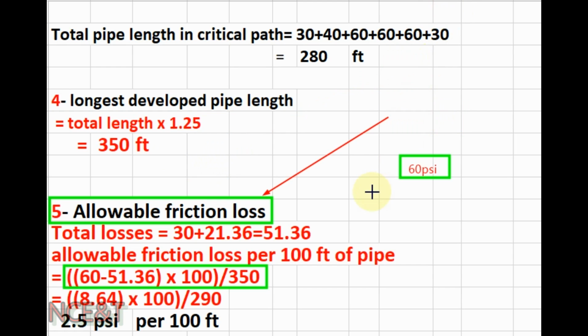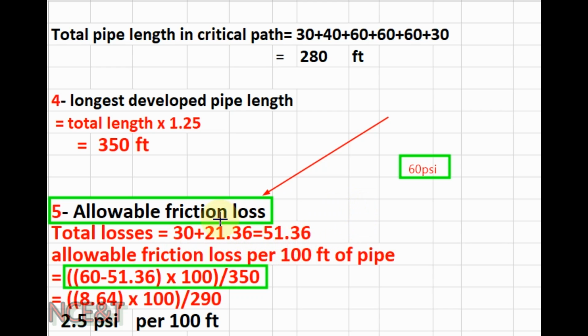Finally, we will calculate the allowable friction loss. We have 60 psi available pressure from the municipality water supply. We need 30 psi pressure at the most remote fixture, and we already calculated the total pressure drop inside the system equal to 21.36 psi. Then the total losses is equal to 51.36 psi.